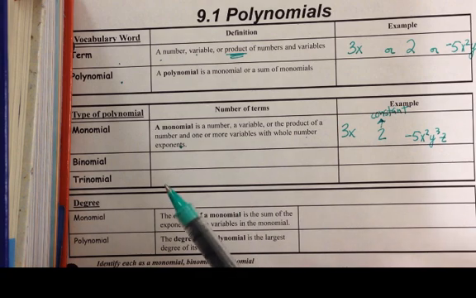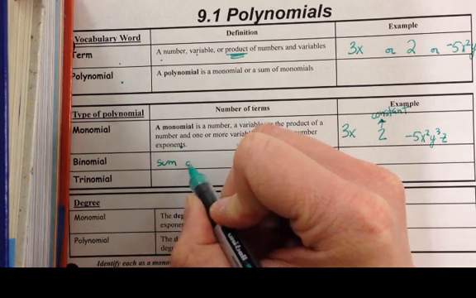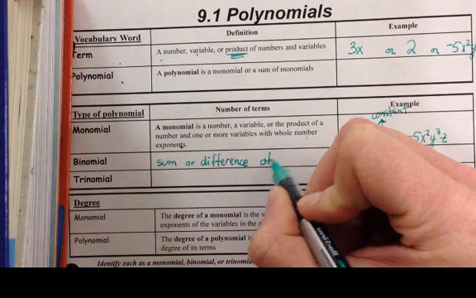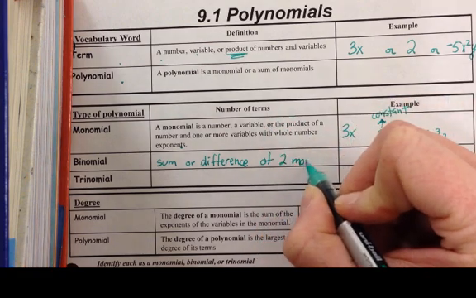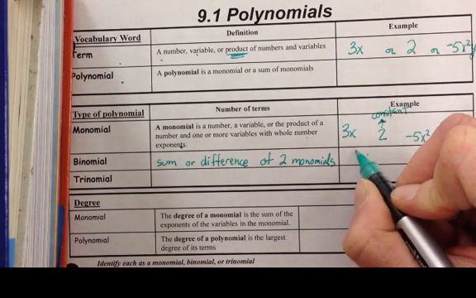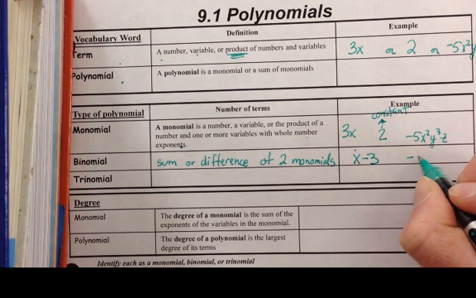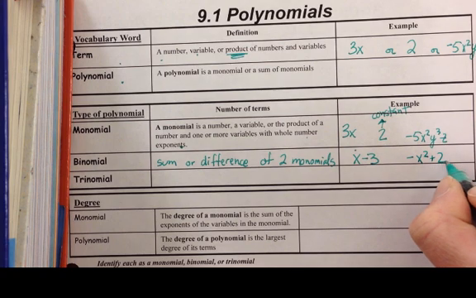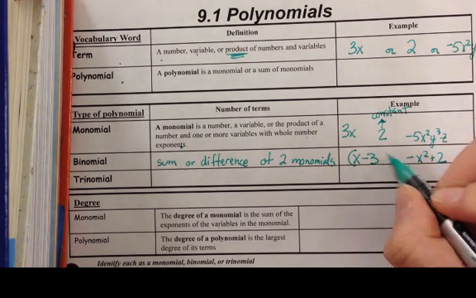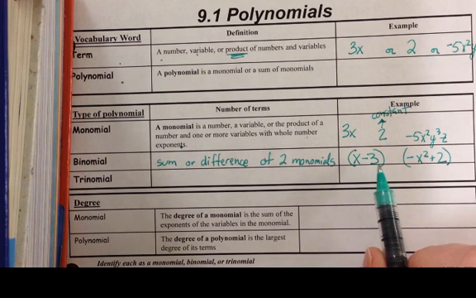Now, let's talk about a binomial. A binomial is a sum or difference of two monomials. So a binomial would look like x minus 3 or negative x squared plus 2, or any of a variety of things. There are all sorts of things that we can have that are binomials. But the biggest piece is that it's two terms. Two terms in a binomial.